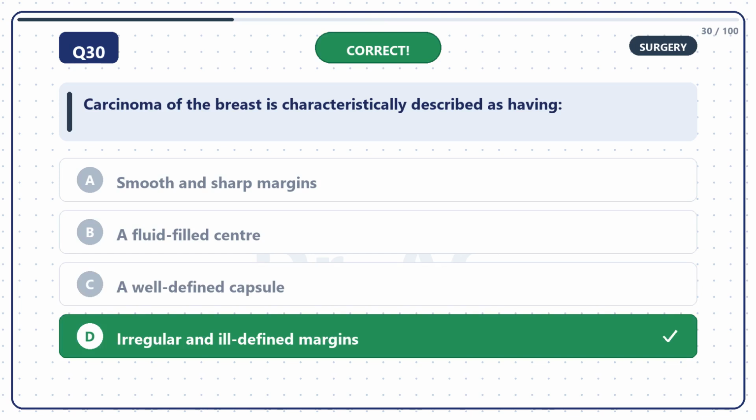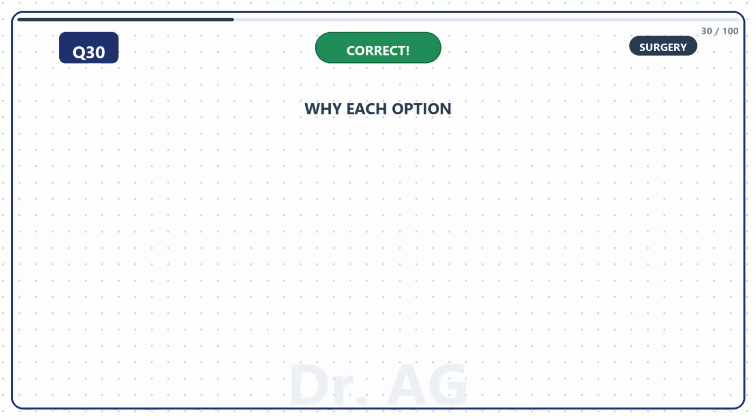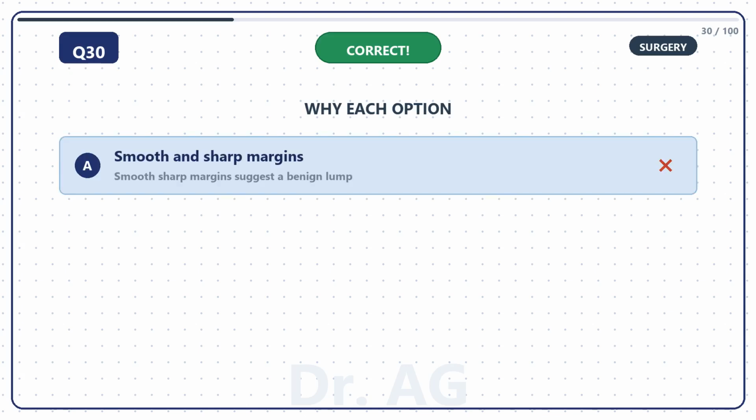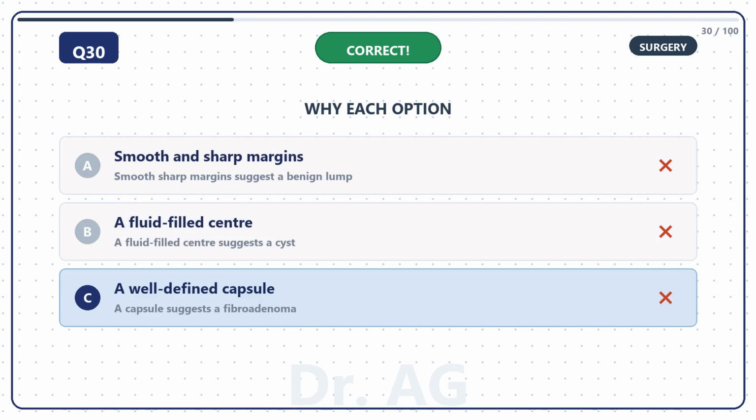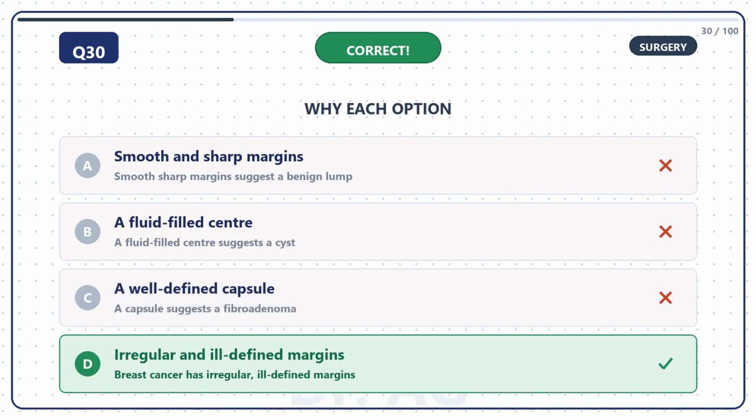Irregular and ill-defined margins. Let's go through the options. Smooth sharp margins suggest a benign lump. A fluid-filled center suggests a cyst. A capsule suggests a fibroadenoma. And the correct answer is irregular and ill-defined margins. Breast cancer has irregular, ill-defined margins. So, the right answer is option D. Irregular and ill-defined margins.